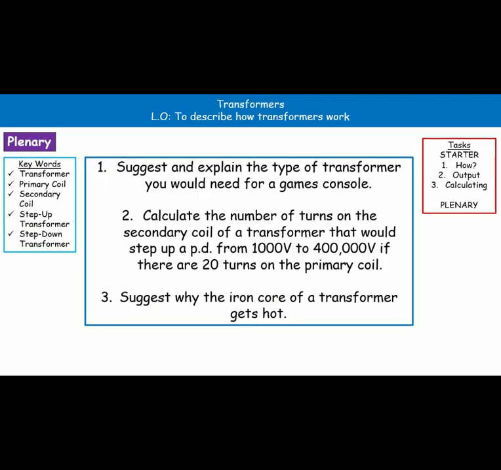Final thing for today then are the plenary questions. So 3 to have a go at today. Obviously show your working in your books for the calculation one, and don't forget you can always get the answers and mark your work later on from my website. So everyone have a go at doing these. I'll leave them up here for a couple of minutes for you.